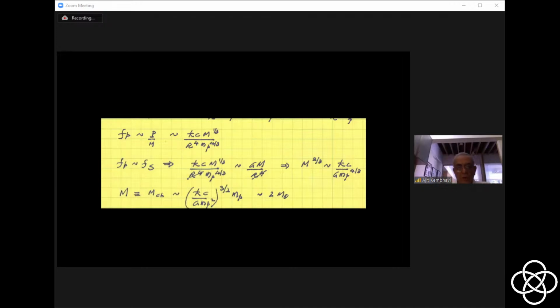So now we know that when no equilibrium is possible, for a white dwarf, either you get a neutron star associated with a supernova, or you get a black hole.